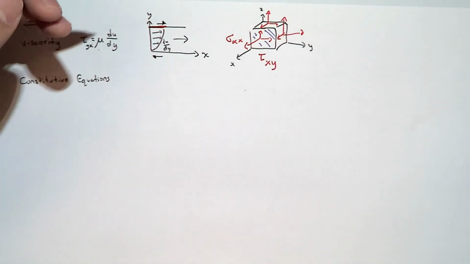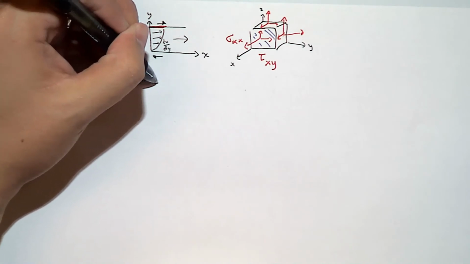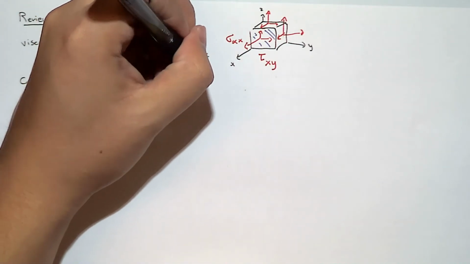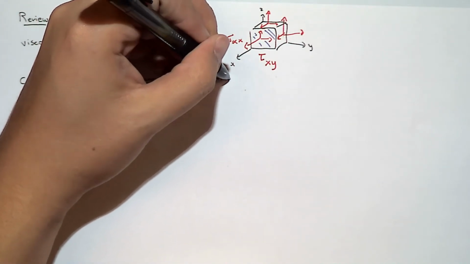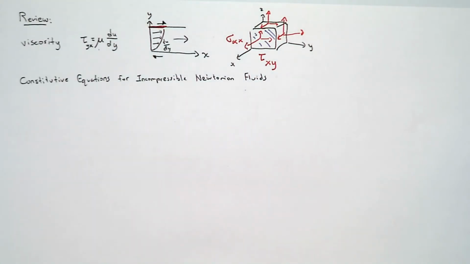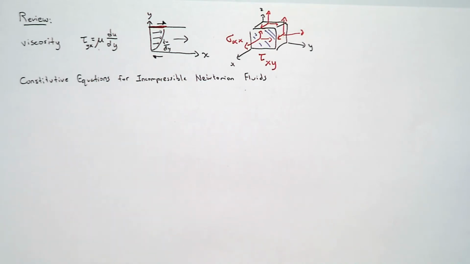So particularly, we're going to study constitutive equations for incompressible and Newtonian fluids. Incompressible, they do not expand or contract from pressure changes, so density can pretty much be treated as a constant if there's no temperature change either. And Newtonian means that the viscosity value is a constant. It doesn't change with shear stress.